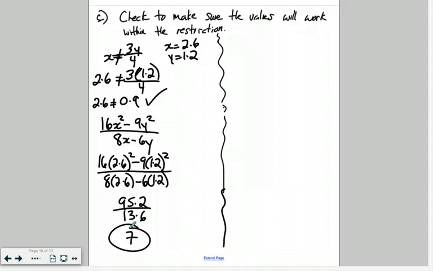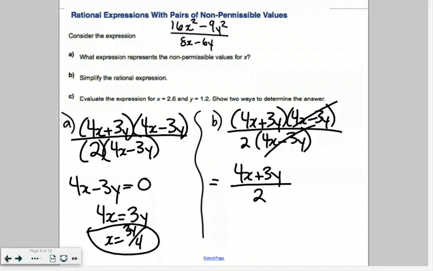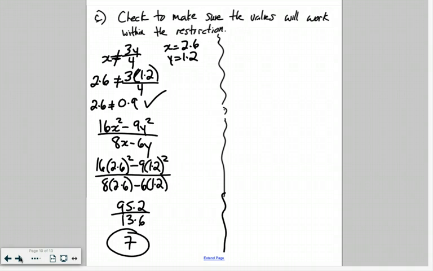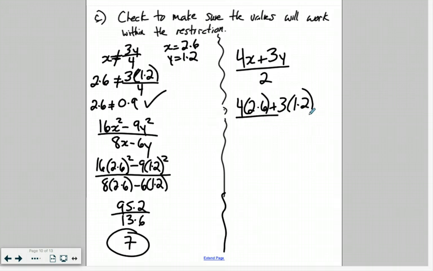The second way we can evaluate this is by using our simplified expression that we completed over here, 4x plus 3y divided by 2. If we use our value of x equal to 2.6 and y equal to 1.2 and evaluate this, it's just a matter of 4 times 2.6 plus 3 times 1.2, that's 14, and then 14 divided by 2 is 7.